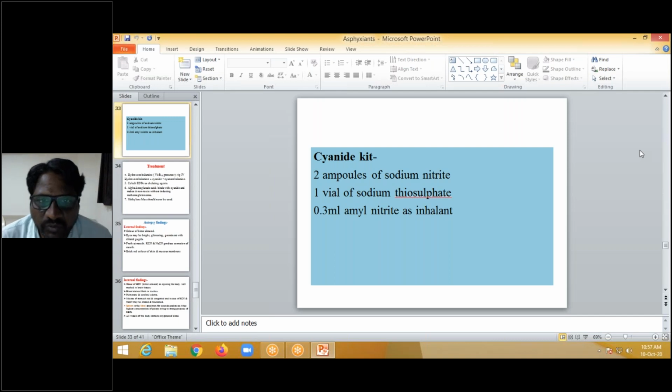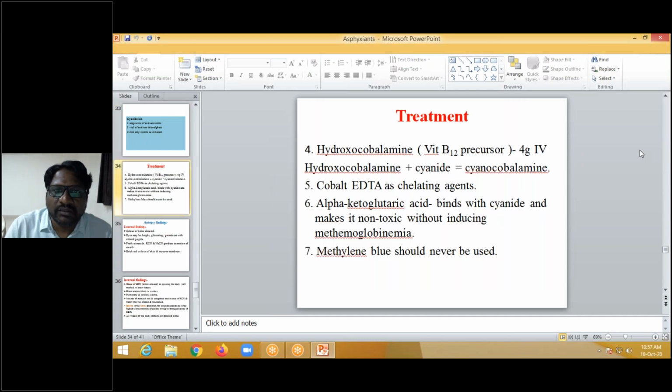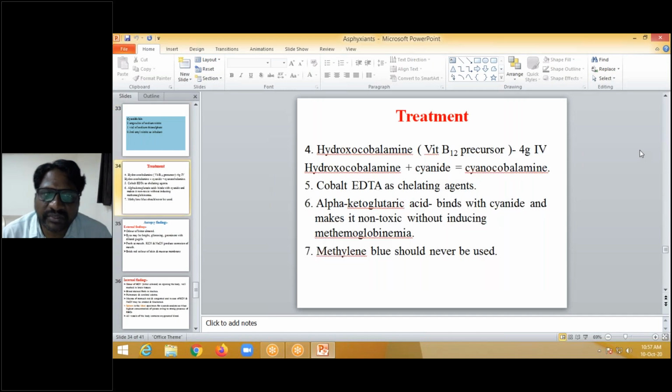The cyanide kit consists of 2 ampules of sodium nitrite, 1 vial of sodium thiosulfate, and 0.3 ml of amyl nitrite as an inhalant. So this is the cyanide kit. So come to the remaining continuous treatment.